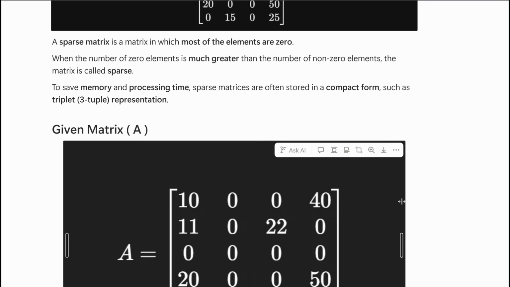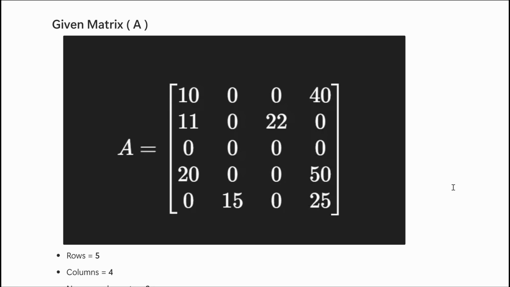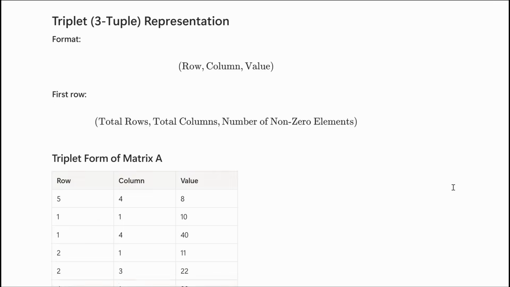So here is our given matrix. You can see there are 5 rows and 4 columns. Now count the non-zero elements. There are 8 non-zero elements, so this matrix is clearly a sparse matrix.